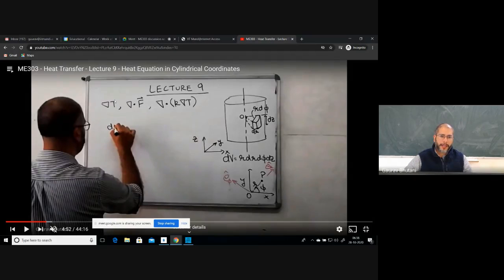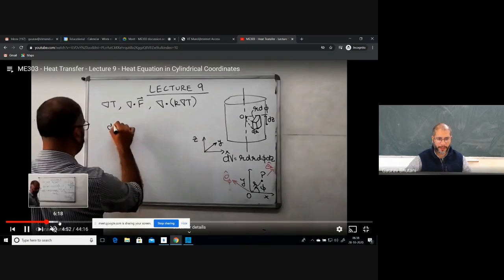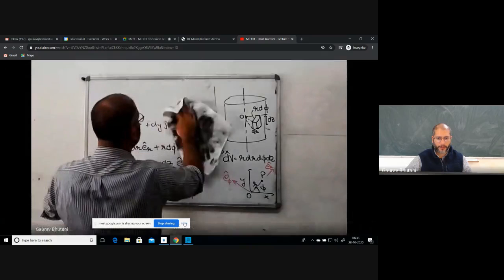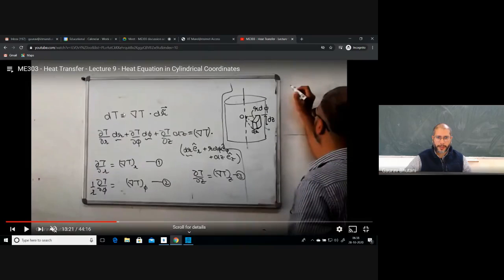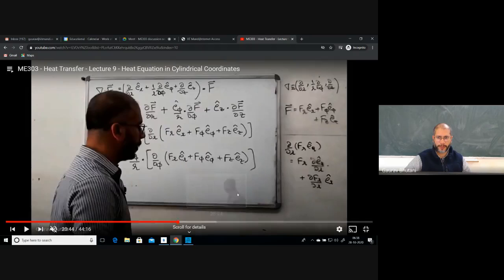So grad T and the divergence of F is what we derived from first principles. This approach again can be used for a different coordinate system as well if we desire. So we proceeded with the definition of grad T, which comes from the change in T, dT, which is defined as grad T dot the d r vector in that coordinate system. So this helped us get the components of grad, which we wrote on the right hand side.